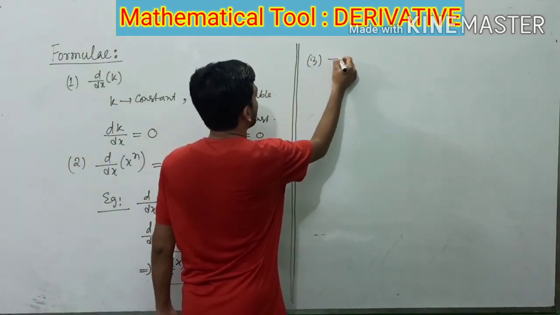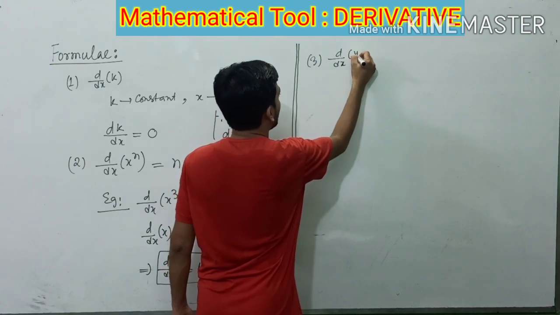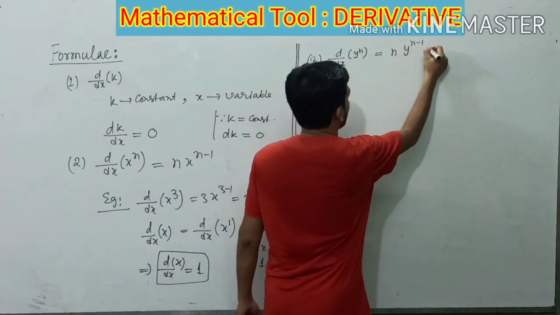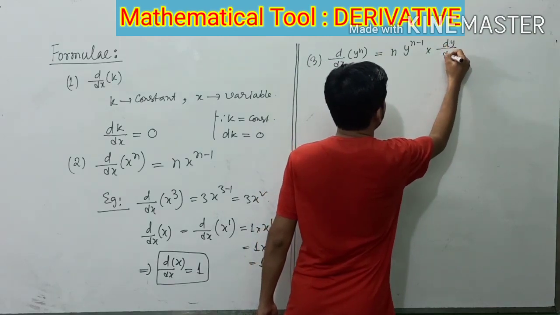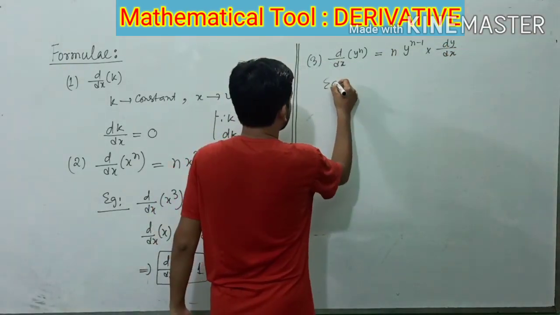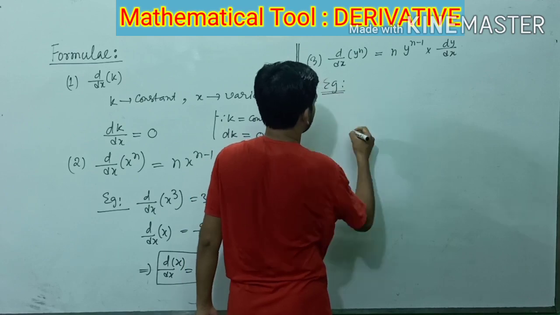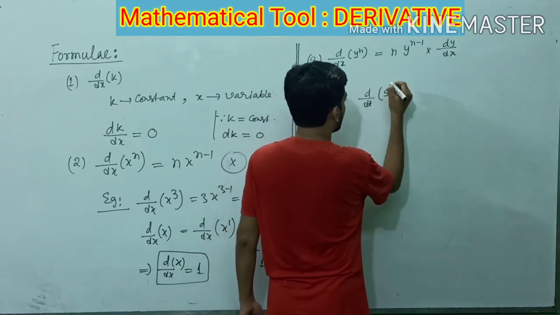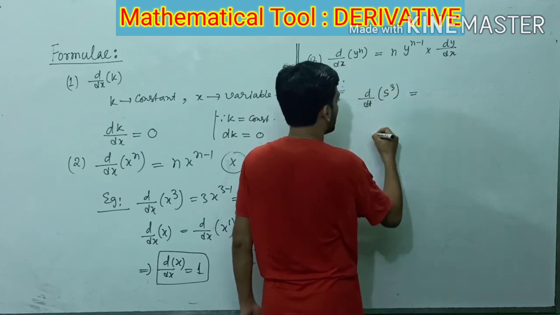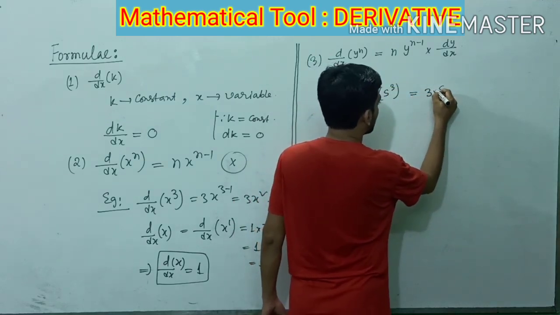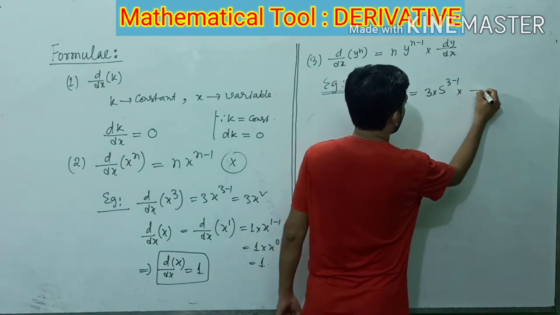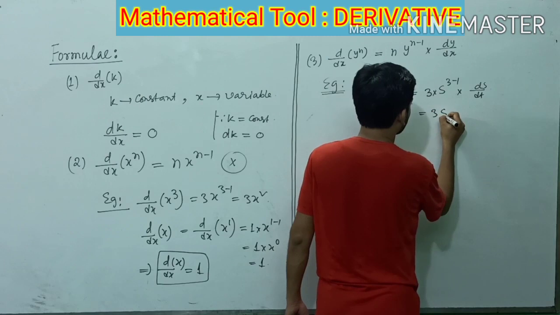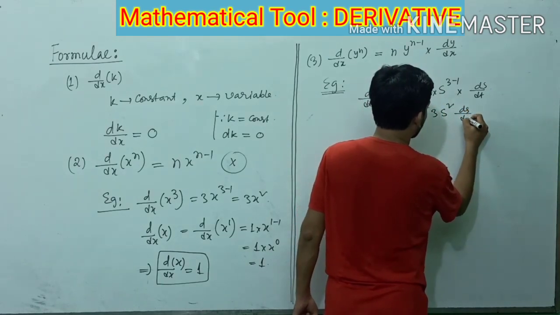Number 3, d/dx of y to the power n is equal to n into y to the power n minus 1 multiplied by dy by dx. Example we are considering: d/dt of s to the power 3. This will be 3 into s to the power 3 minus 1 into ds by dt, which is equal to 3 into s square ds by dt.